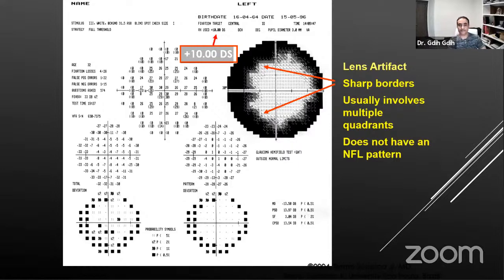Now, the lens artifact, especially with plus lenses and high plus lenses, you could see how they can give you a ring scotoma, but apparently it's not real. One of the things you look for in a lens artifact is when you have sharp borders like this, stepwise. That's an indication it's not following an RNFL defect.